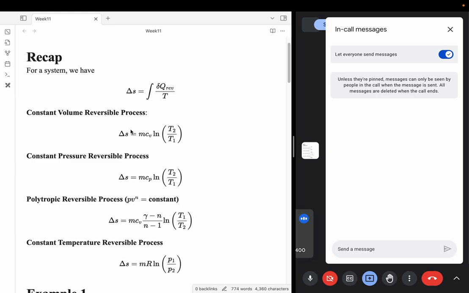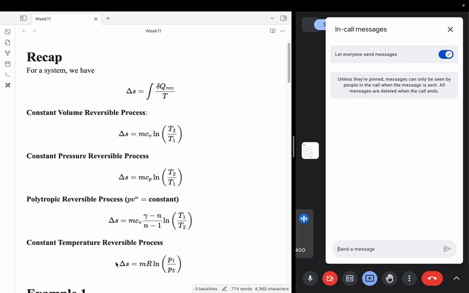For a constant volume process, we have mCv ln T2 by T1. And for a constant pressure process, instead of Cv, we'll have Cp. And for a polytropic process, we have derived this relation in the last week. So if you want to refer, you can go back to the last week's video and see how these formulas were derived.